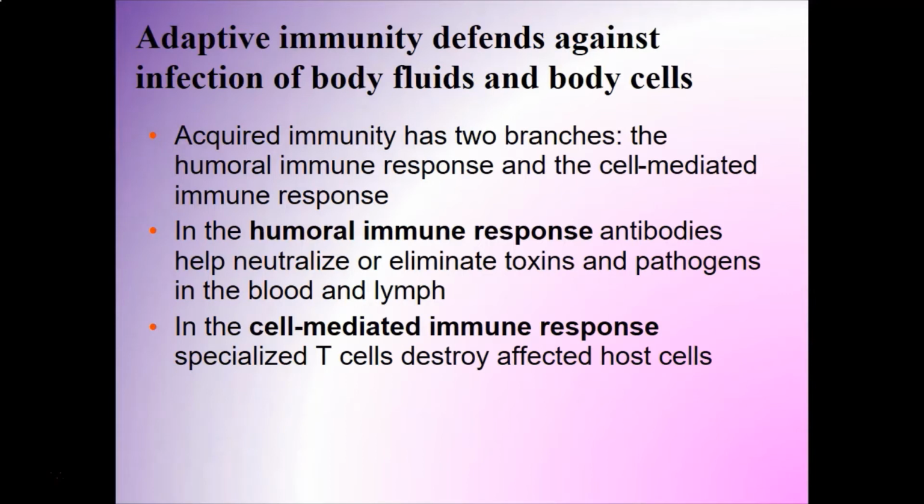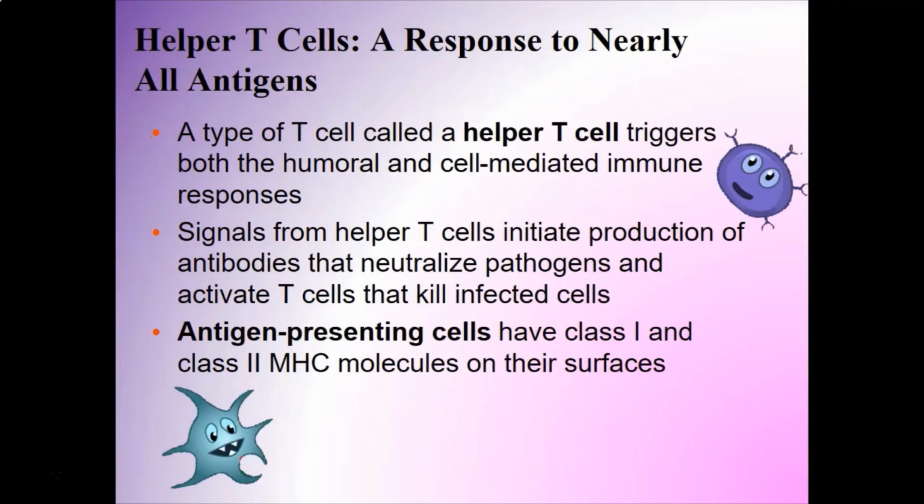Now we have an all-star, in my opinion, of the immune system, and that is the helper T cell. This type of T cell triggers both humoral and cell-mediated immune responses. Signals from helper T cells initiate production of antibodies, so this is part of the humoral response. They neutralize pathogens, and they also activate T cells, which kill infected cells, or, like I said, sometimes cancer cells.